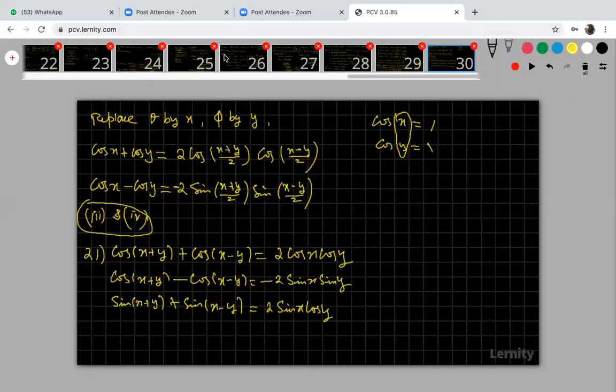Yes, I will show it finally. Please wait. This is sine of x plus y minus sine of x minus y, which is equal to 2 cos x sin y. These are the identities. When you prove this, this is also homework.